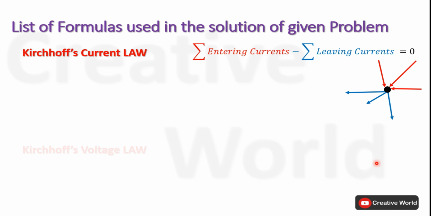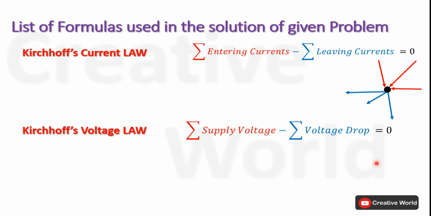We also will be using Kirchhoff's voltage law. According to this law, the cumulative supplied and dropped voltage across circuit elements in a closed loop is always equal to 0. Ohm's law will also be utilized while solving this problem. According to this law, voltage across any resistance R is always equal to the product of current through it and the value of resistance itself.